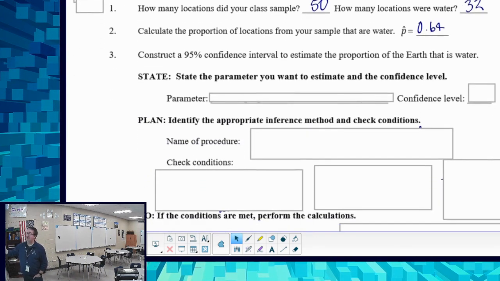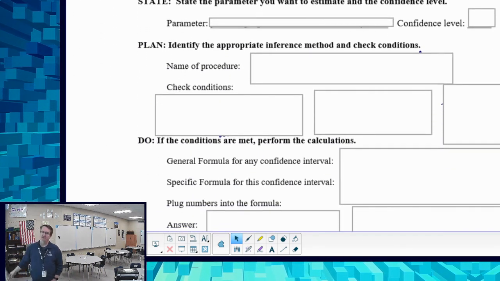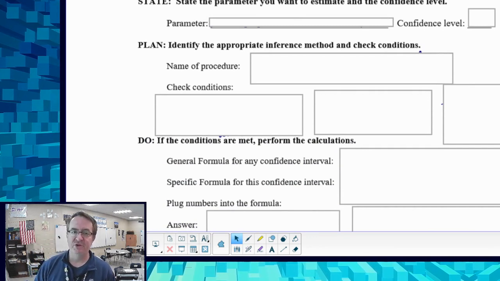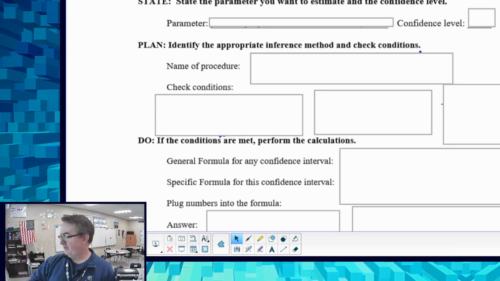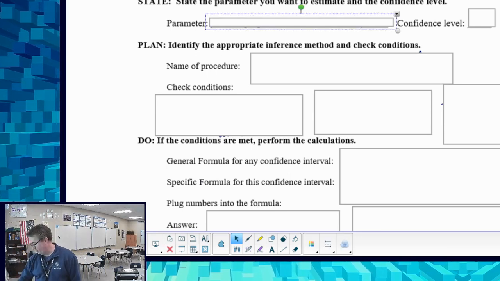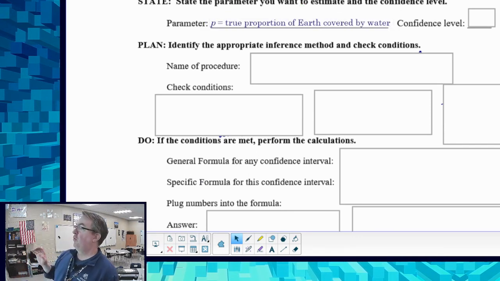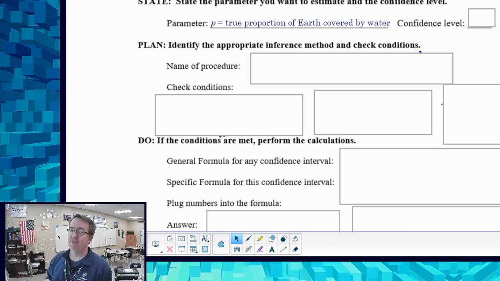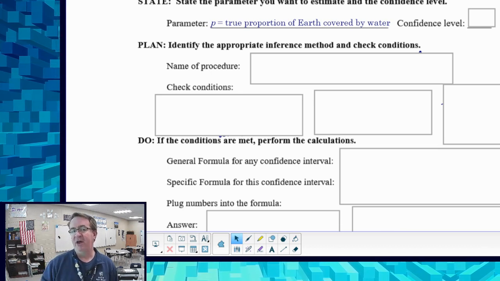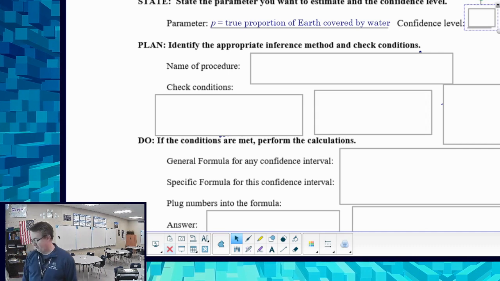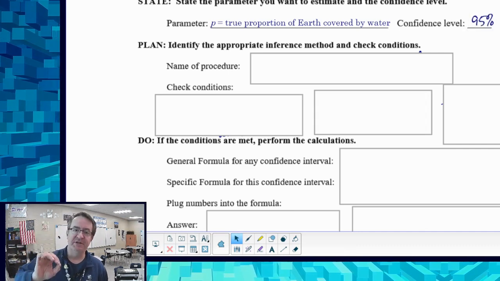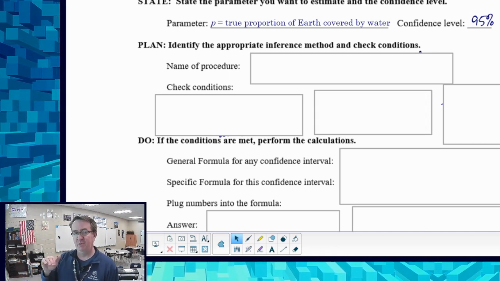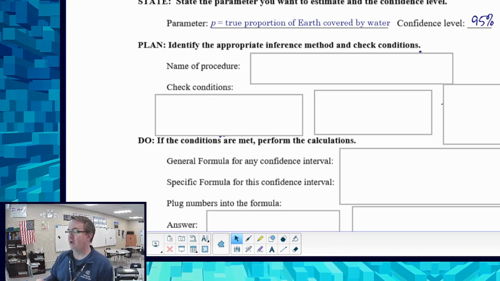So here is where things are going to go. There's a 4-step process for setting up confidence intervals. The first part is state, and this is going to sound a lot like what you probably have learned in your English class in terms of setting everything up. So the first thing we're going to do is state what we're trying to find. So we're trying to find P, which is the true proportion of the Earth that's covered by water. We also need to say how confident we want to be. So our confidence level is going to be 95%. Now 95% is kind of the go-to. Sometimes AP questions will tell you specifically what they want. If not, 95 is kind of a good default.